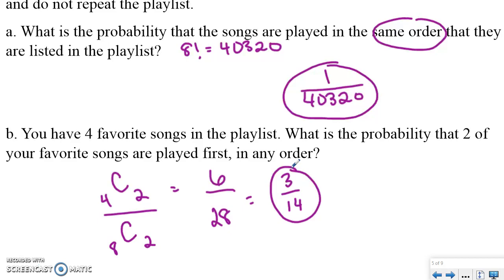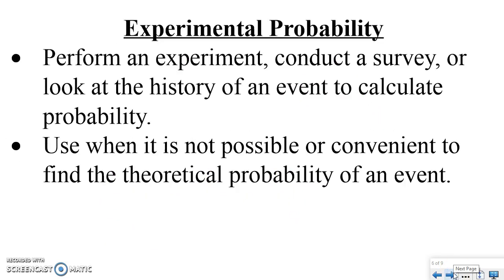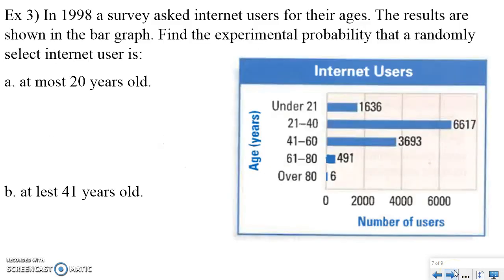So theoretical probability is just looking at the situation and predicting what could happen if outcomes are equally likely. Experimental probability is when you perform an experiment, conduct a survey, or look at the history of an event to calculate the probability. So this would be actually rolling a die 6 times to see what you get, and calculating your probability then. It's like an actual probability when you try things out. You're going to use it when it's not possible or convenient to find the theoretical probability of an event. And for ours, a lot of times we're going to be given some type of table or information.